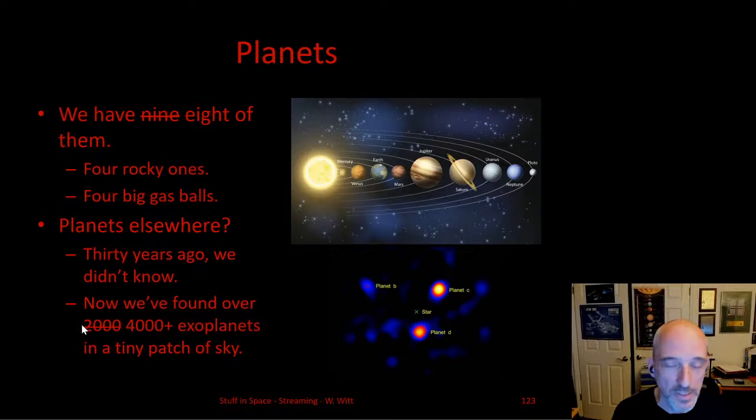And notice that I crossed something out here, right? When I first made this presentation, which is not that long ago, we had found about 2,000 exoplanets. So I had to update this. Now it's about 4,000 exoplanets. And that's only in a pretty tiny patch of sky.